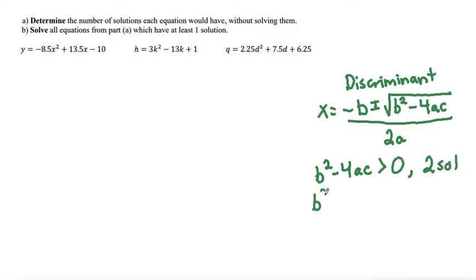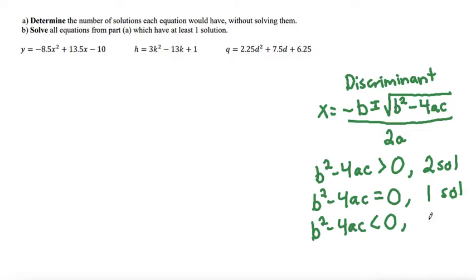Another possibility is that the discriminant is equal to 0. In that case, you only have one solution. And the third possibility, if it's not greater than 0 and it's not equal to 0, then it would have to be less than 0. So if b squared minus 4ac is less than 0, that means we have 0 real solutions. We would have imaginary solutions, but not any real solutions, because if you have a negative under a square root, then that makes the imaginary number i.